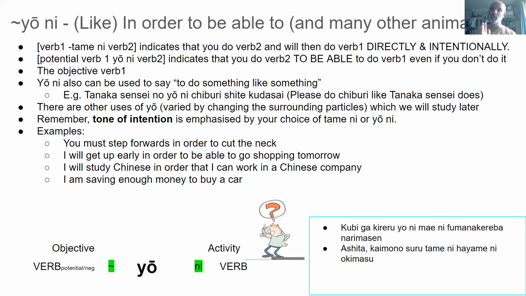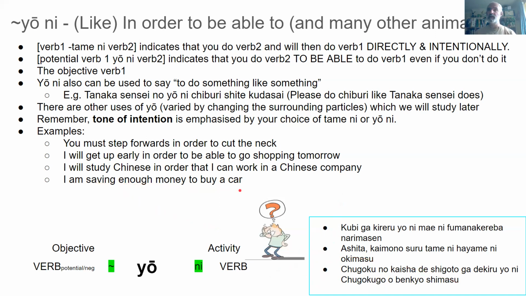This is pushing you towards yoni, because even if you learn Chinese, it's not guaranteed that you're even going to be able to get a job in a Chinese company. So I would say, Chugoku no kaisha de shigoto ga dekiru yoni Chugoku go o benkyou shimasu. Last one.